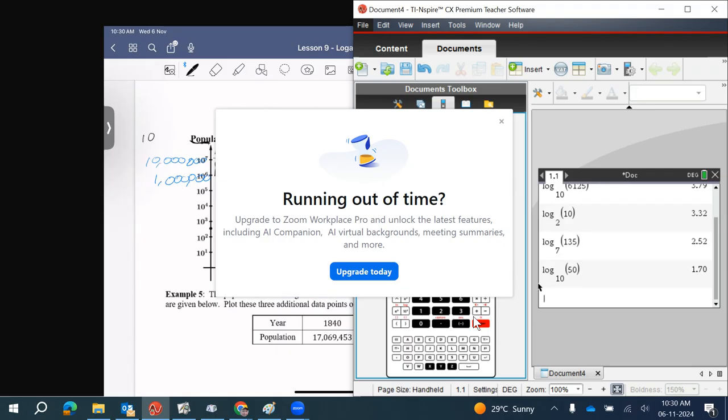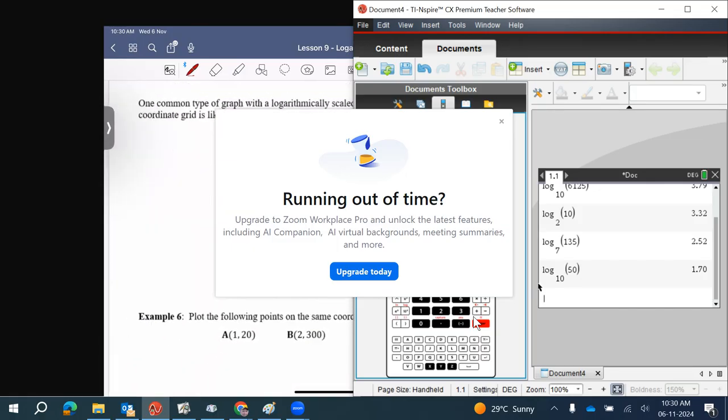This would be 100. Let's draw that across. Draw this one up. So 50 is going to be, it was 1.7, wasn't it, for 50? So it's going to be about there. 30 is going to be about here. So we're plotting there on a log scale.